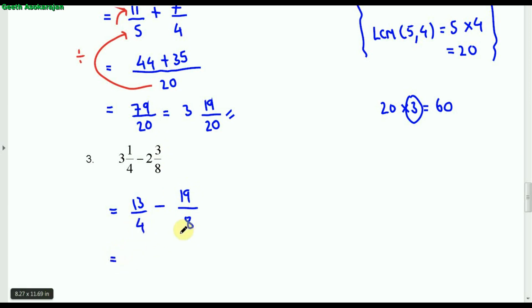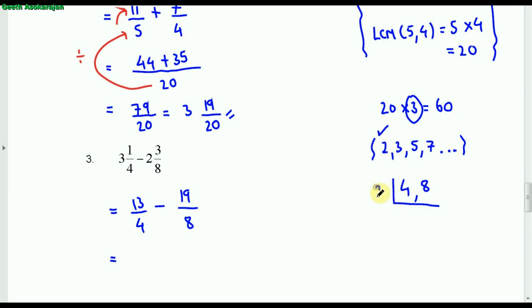Now the denominators are not the same. Let's work out the LCM of 4 and 8 then. So let me list the prime numbers 2, 3, 5 and 7 above. And let's check whether we can divide both of them by 2, giving no remainder. So 4 divided by 2 is 2, no remainder. 8 divided by 2 is 4, no remainder. So I can divide both by 2.